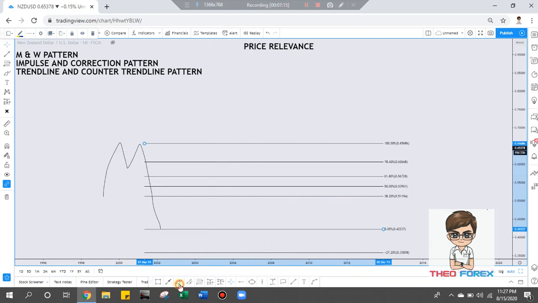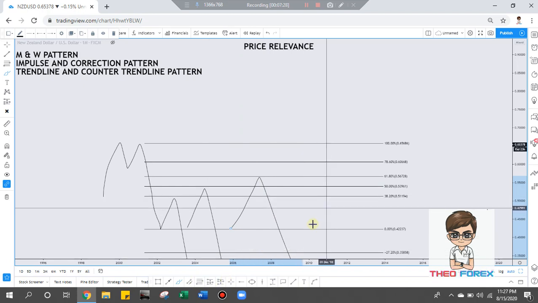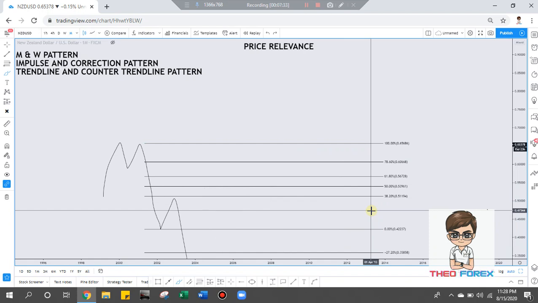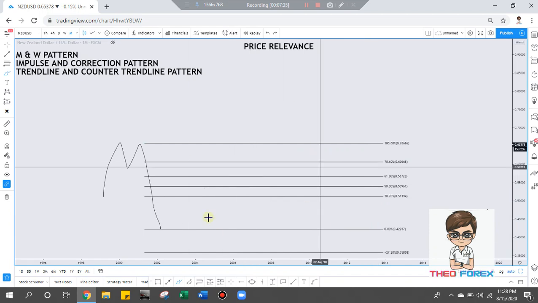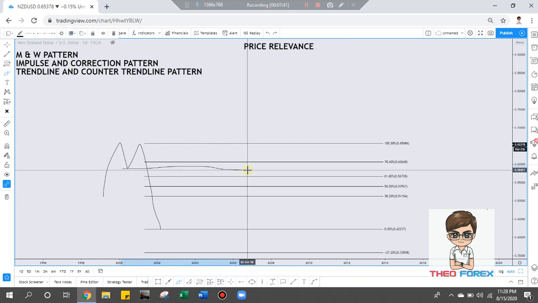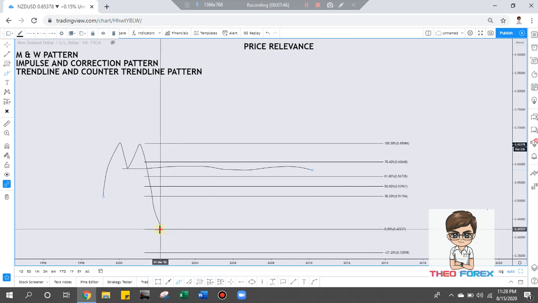Now I can't say this is exactly where price will react off. Possibly price will react off here, or maybe price will come to the 50, or maybe price will come to the 61.8 before reversing, or maybe price will go to the 78.6. I don't know which level price will react from. The only thing I know is price is likely to come back to the neckline. Sometimes price never comes back to the neckline, but most times price is likely to come back to the neckline.